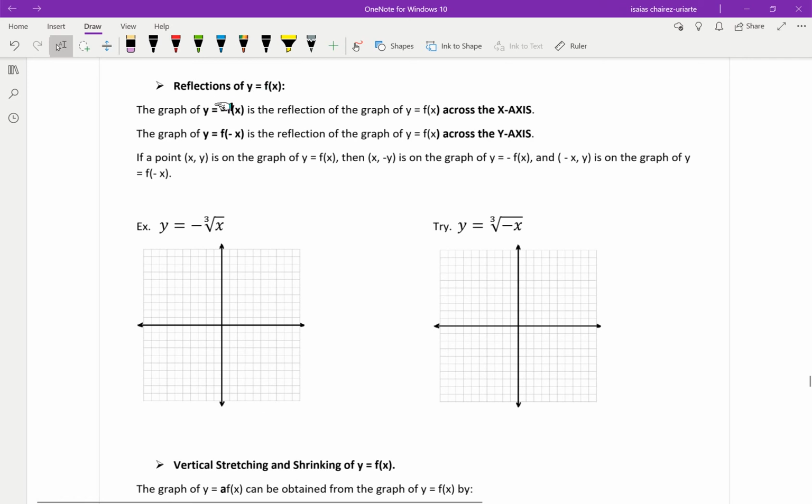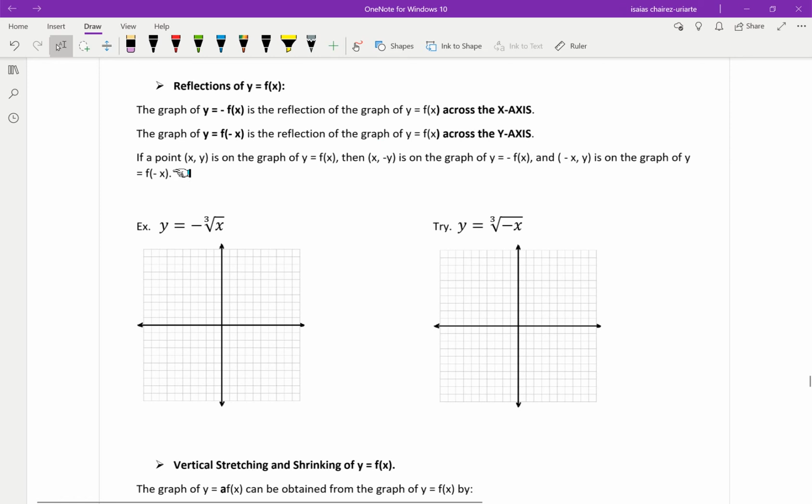So if the negative is outside your function, you are being reflected with respect to the x-axis. If the negative is inside the function, we are reflecting across the y-axis. This is kind of like the even and odd situation that we had before. Okay, let's just get into an exercise.